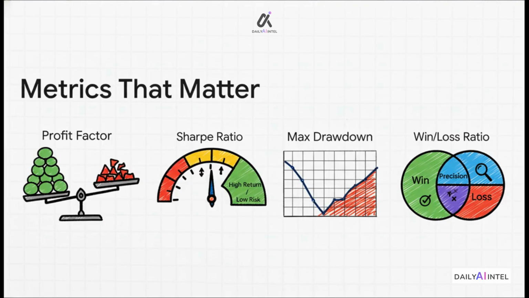So forget about obsessing over that raw accuracy number. Instead, you need to be looking at these metrics. These are the ones that actually matter. Things like your profit factor. How much money are you making for every dollar you risk? Or your Sharpe ratio. How good are your returns when you account for the risk you took? And this one's critical, your max drawdown. What's the absolute biggest hit your account has ever taken from its peak? These are the vital signs of a healthy and potentially profitable trading system.